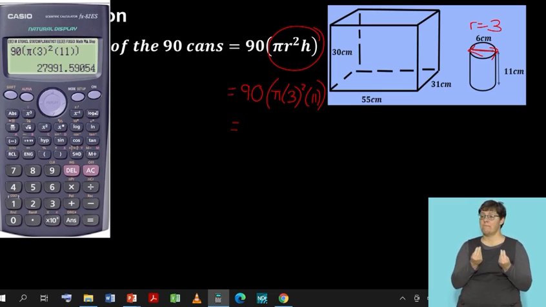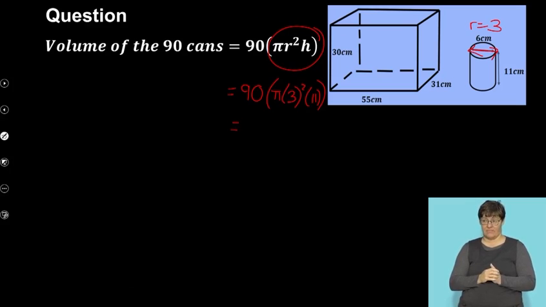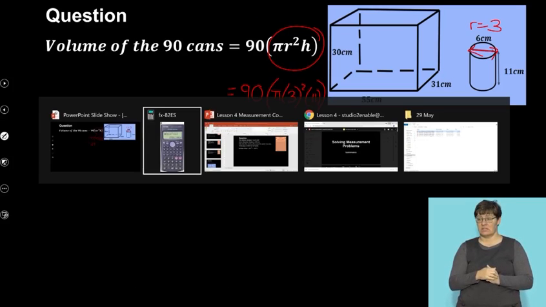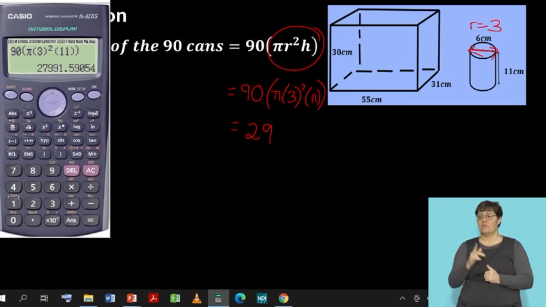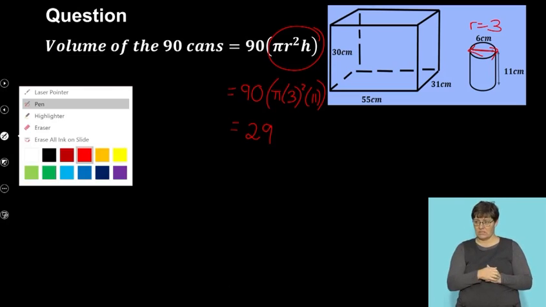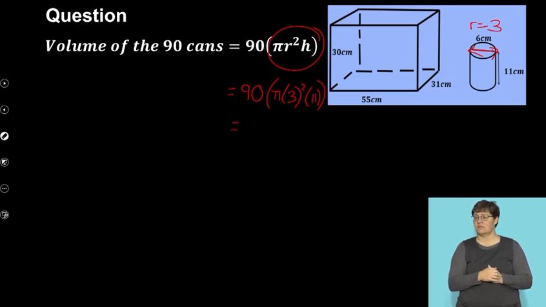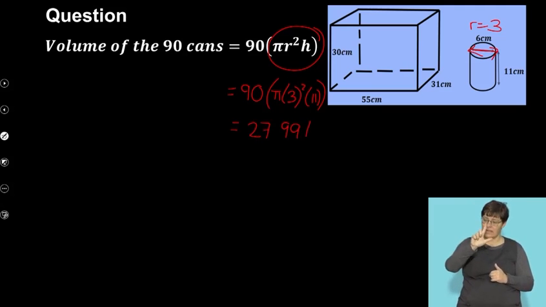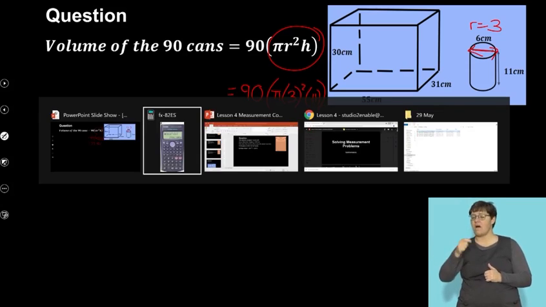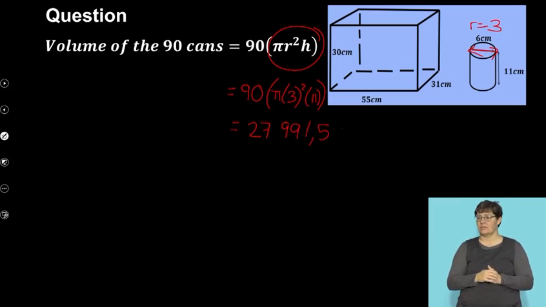which is going to give me 27,991.59. So 27,000 guys. So we've got 27,991, and my decimal was 0.59. So we know that that is going to be the volume of the 90 cans within this box.